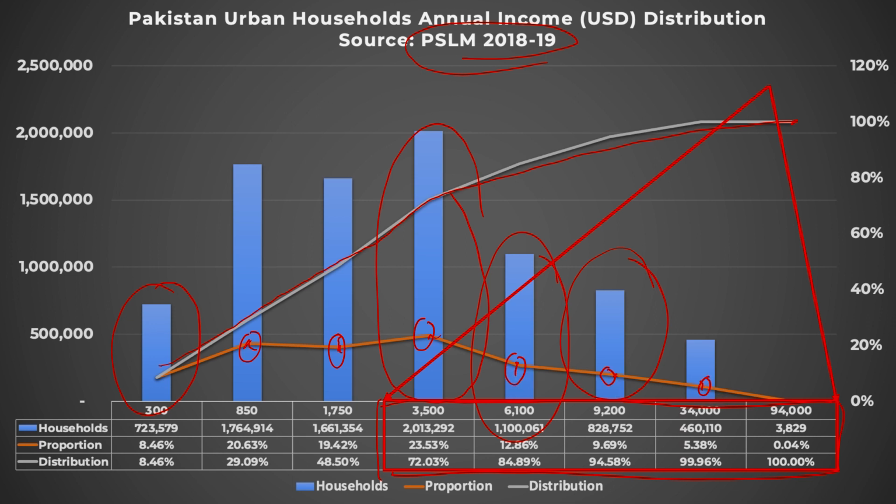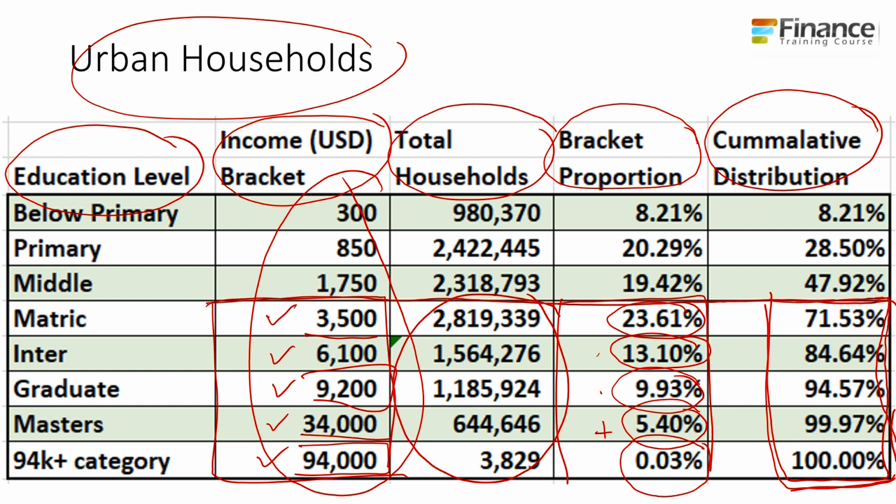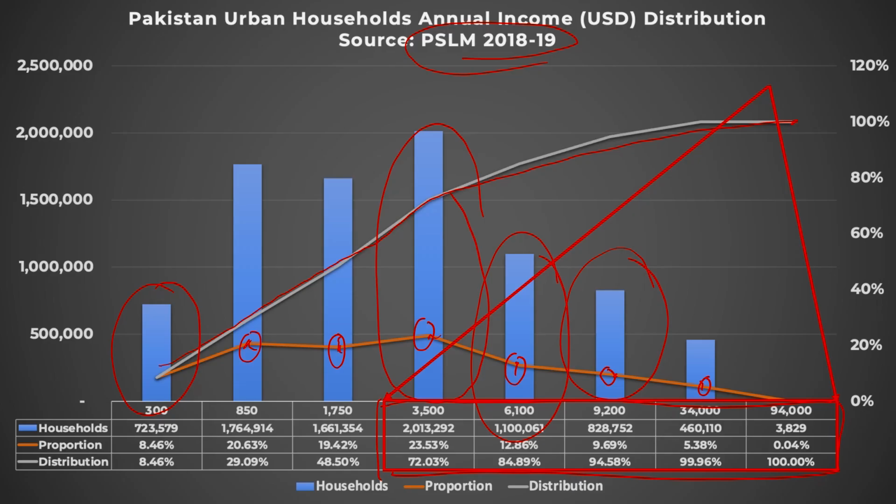So this is fine and well. We've got a numerical distribution of urban households in Pakistan. We've got a visual distribution of urban households in Pakistan. But how do you make sense of this data? What's the most interesting question you could ask yourself using this data set?